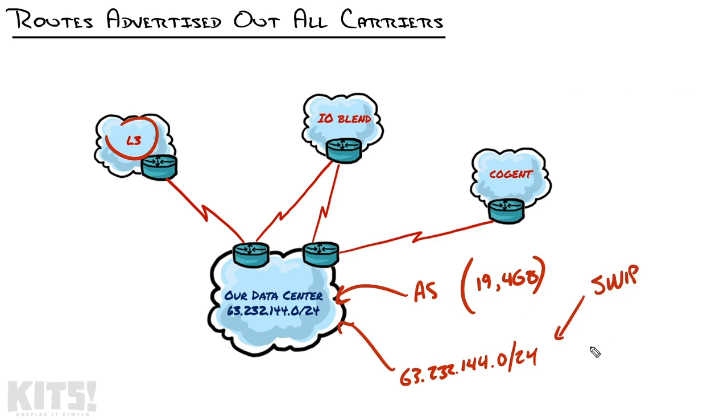SWIP record, a shared whois, and a letter of authorization to be advertised out the IO blend, which is now called Iron Mountain. It's funny how many changes happen. And being advertised out Cogent.